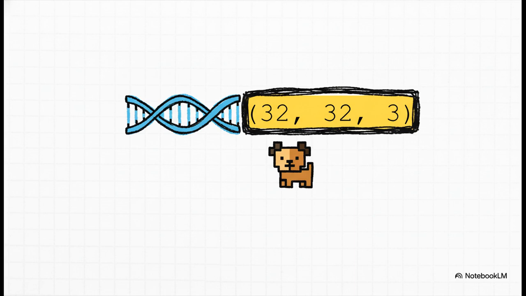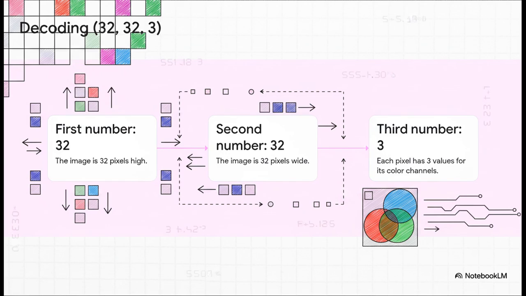Now, this might look like total gibberish, but believe it or not, this is the complete DNA of our dog image. It's everything the computer knows about its structure, all packed into three little numbers. Let's break that down. The first number, 32, tells us the image is 32 pixels tall. The second number, 32, tells us it's 32 pixels wide. And that last number, the 3, that's the really crucial part. It means that for every single one of those pixels, there are three numbers that describe its color. One for red, one for green, and one for blue.